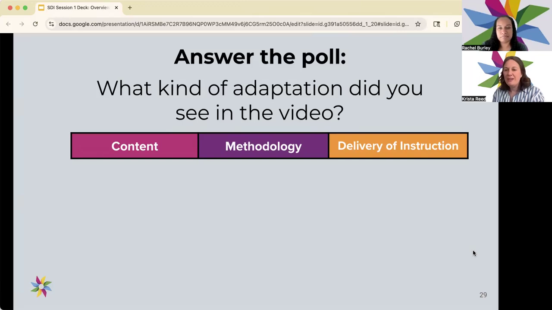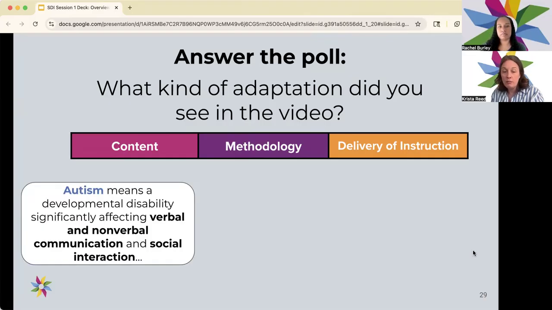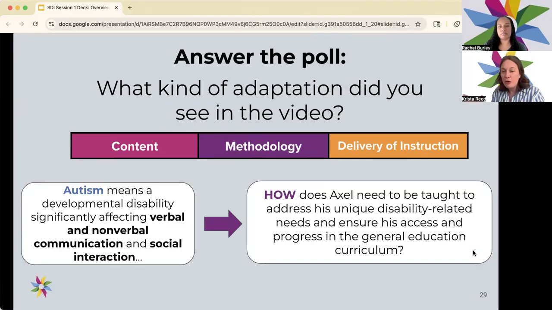So we used a poll to see what folks thought: what type of adaptation were we seeing in the video? Was it a content adaptation? Was it an adaptation to the methodology or to the delivery of instruction? Overwhelmingly, the responses were methodology, with a few votes for delivery.